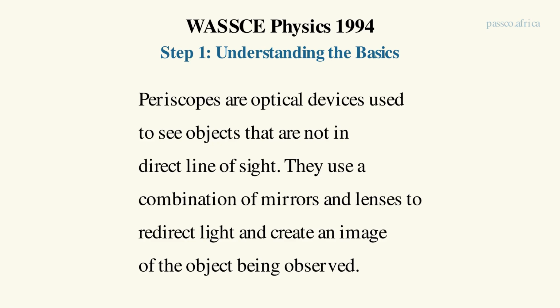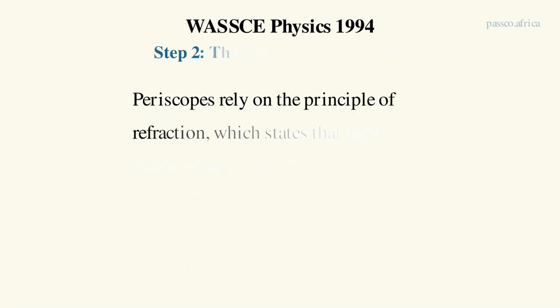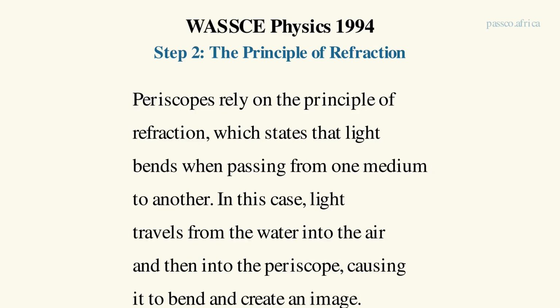Step 2. The principle of refraction. Periscopes rely on the principle of refraction, which states that light bends when passing from one medium to another. In this case, light travels from the water into the air and then into the periscope, causing it to bend and create an image.